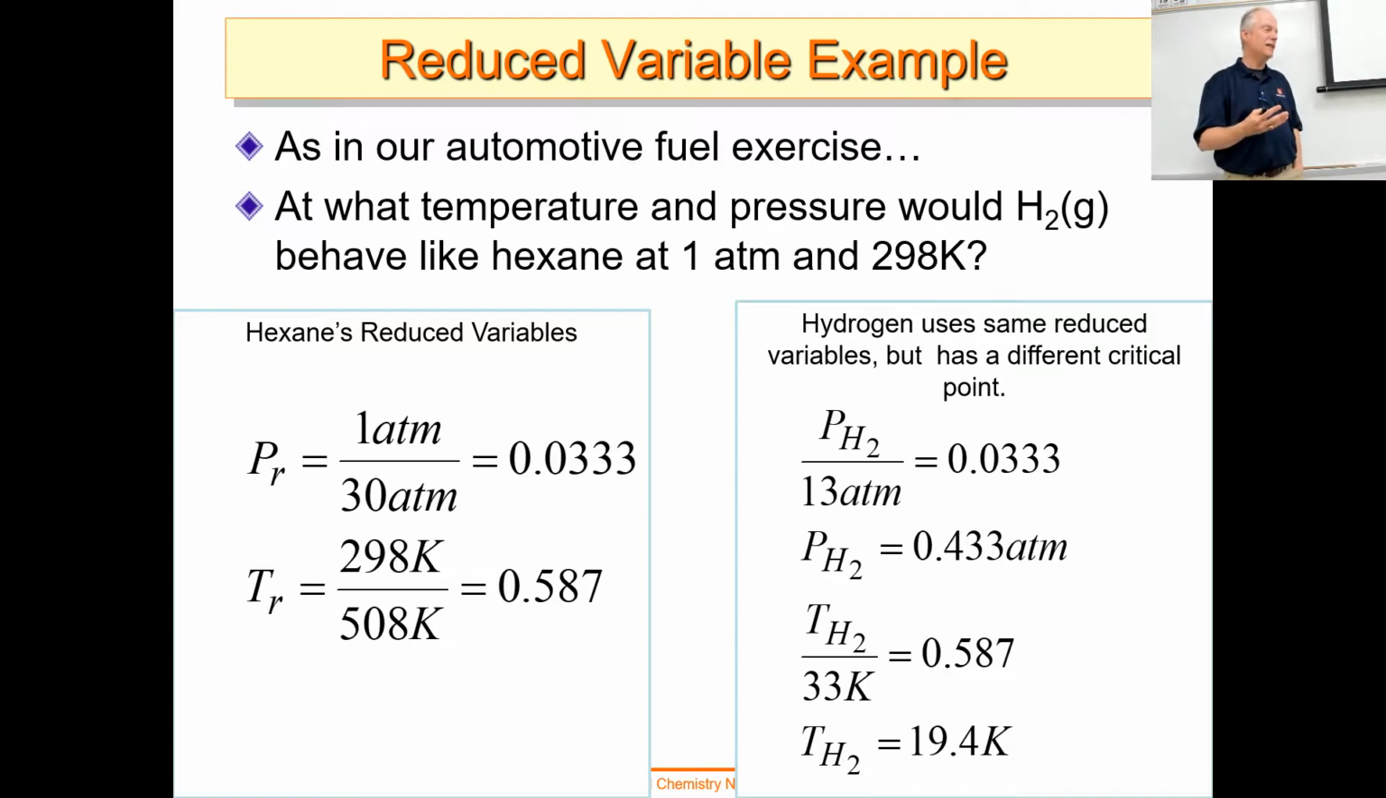Okay, so that might work on the frozen moons of Jupiter, where we're probably not going to be driving our internal combustion engine cars, you know. But anyway, it was just an example of how to use reduced variables.